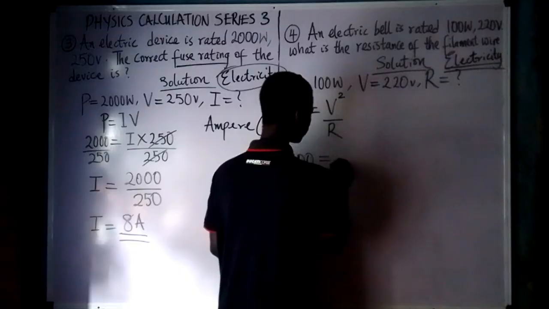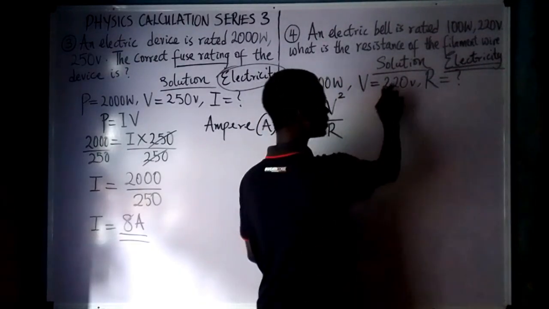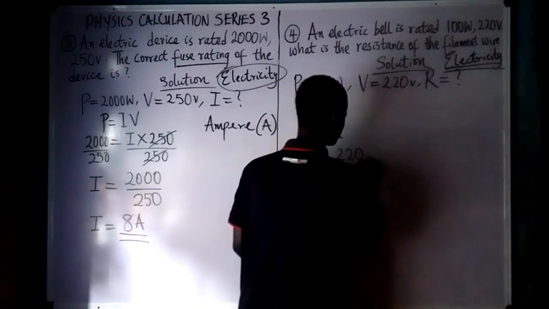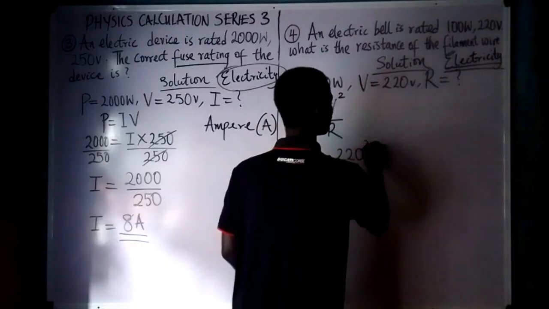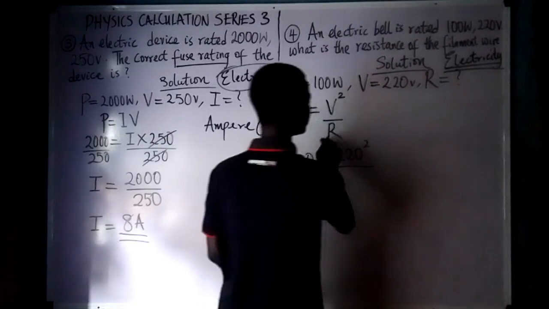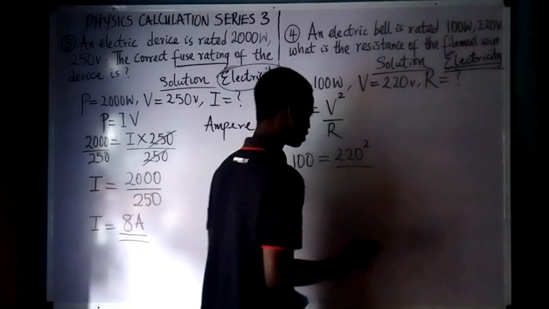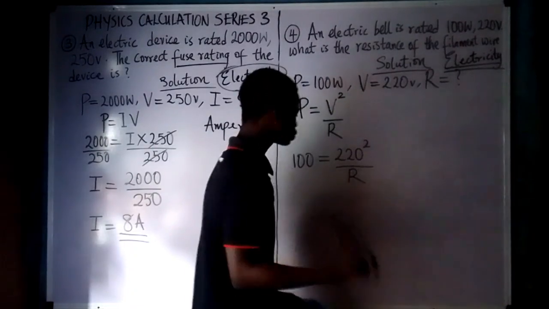We say it's equal to, in place of V, what do we write? 220. So I'm going to write 220. Are you seeing that? They say we should square it. So raised to power 2. Okay? Then everything will be divided by, do we have a value for our resistance? No value for resistance. So I'll leave it as R. What do we do? We continue working it out.